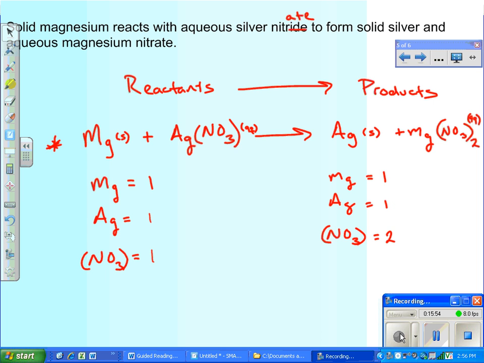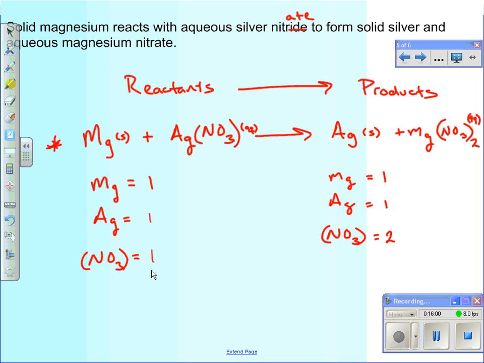So let's see how we would go ahead and balance this. It's a pretty straightforward one, I think. If we look, where are we lacking? Well, we have 1 nitrate in the reactants, 2 nitrates in the products. So one simple fix to begin with might be this: I want to get 2 nitrates in the reactants. So what if I put a 2 there? That's going to change some things. It's going to change my nitrates from 1 to 2 and my silver from 1 to 2.